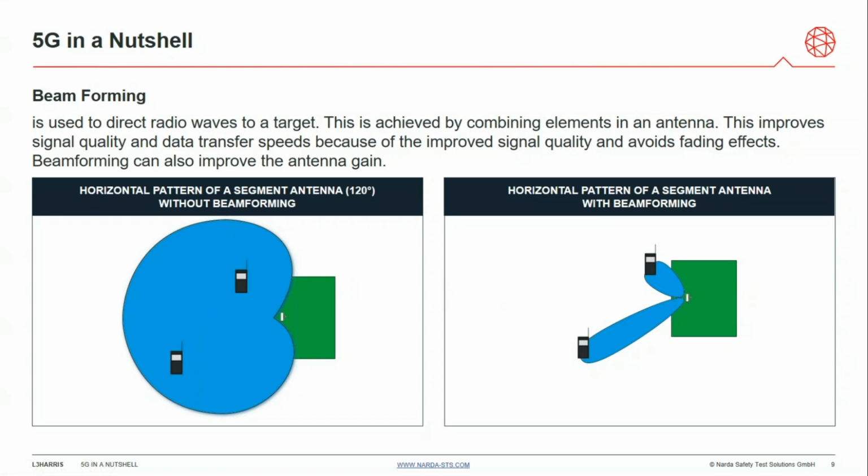So now we want to discuss a little bit the different cases of possible operational situations with 5G beamforming. One is first of all to have no beamforming, so that is the good old standard 120-degree antenna segment. And on the right hand, you see already the horizontal pattern of a segment antenna with beamforming. So if only two user equipments are active, then you have two very selective beams, which are only supplying RF power to these two user equipments.